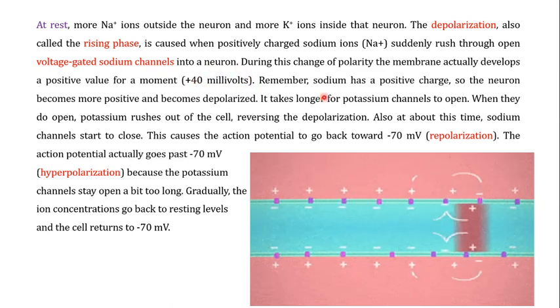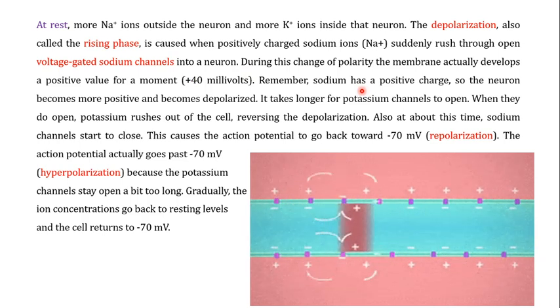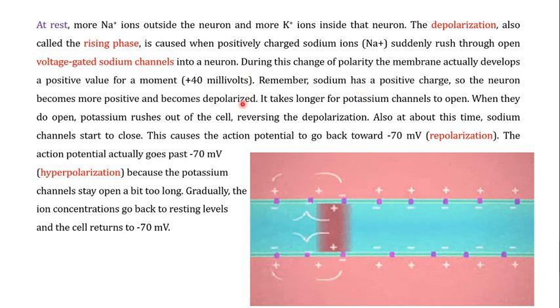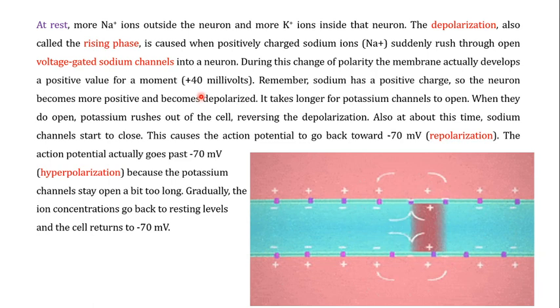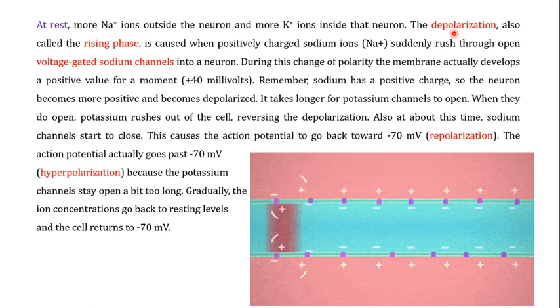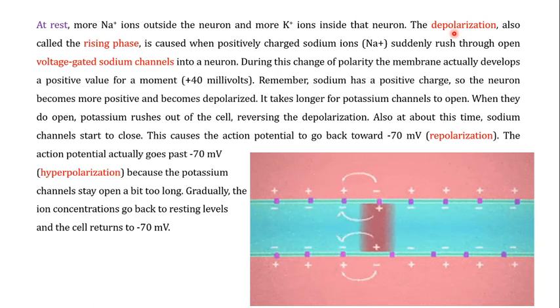Now remember, as the sodium ions have a positive charge, when these positively charged sodium ions move inside the neuron, the inside of the neuron will become positive, and when this happens, we say that the phenomenon of depolarization has occurred. So the movement of the interior of the neuron from the negative toward the positive value is known as the phenomenon of depolarization.